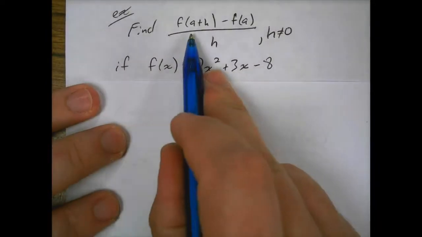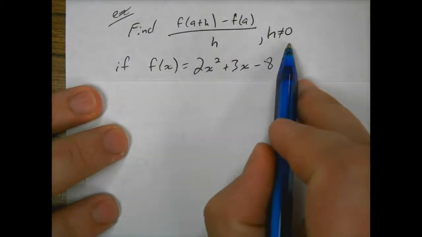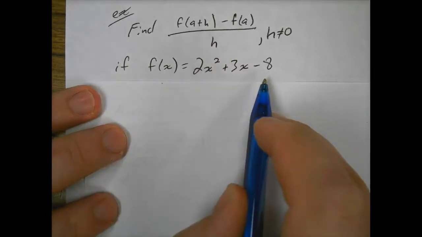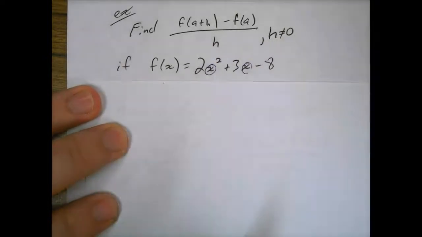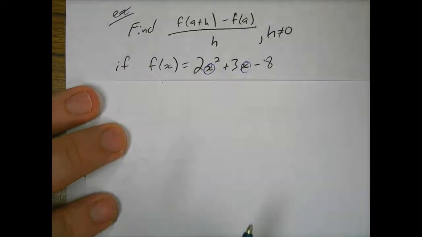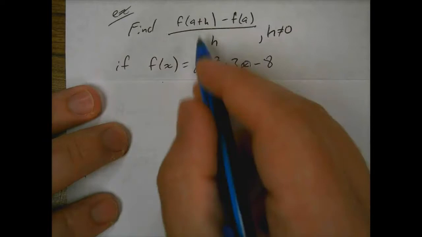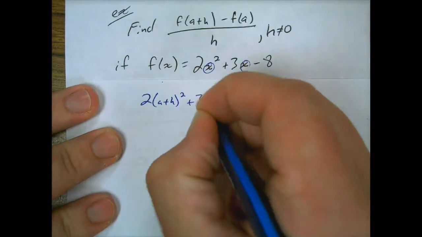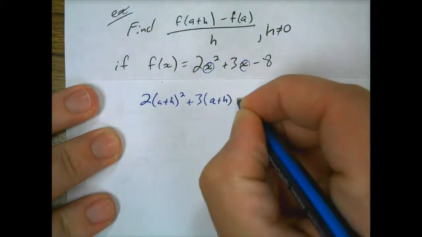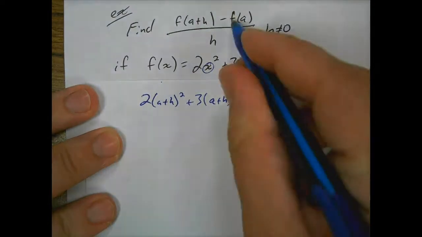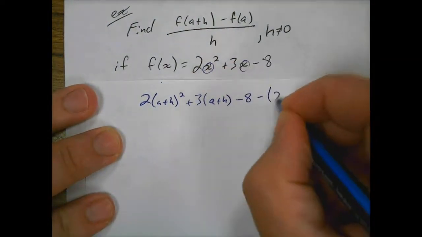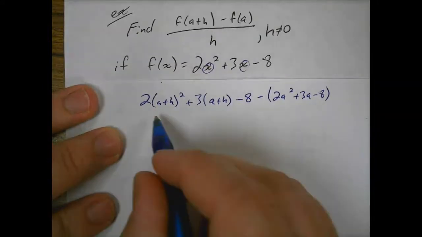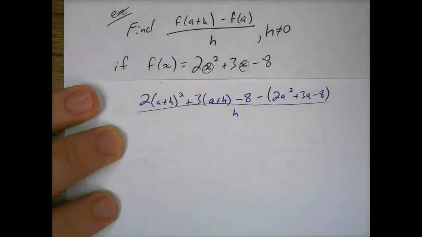All right. Again, find f of a plus h minus f of a divided by h as long as h is not equal to 0, if we're given the function 2x squared plus 3x minus 8. Here I have two spots where I'm substituting a plus h and a. So I have f of a plus h: 2 times a plus h squared plus 3 times a plus h minus 8. Now I have minus f of a, so minus what f of a is, 2a squared plus 3a minus 8. All that still divided by h.